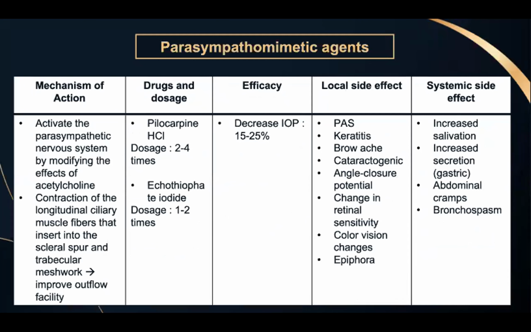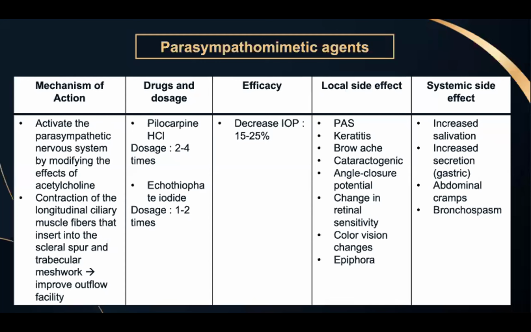Miotic agents can reduce the IOP by contraction of the longitudinal ciliary muscle that inserts into the scleral spur, trabecular meshwork, and inner wall of Schlemm's canal, thereby improving the outflow facility by causing an unfolding of the trabecular meshwork and widening of Schlemm's canal. The example of this drug is pilocarpine, which can decrease the IOP from 15 to 25%.